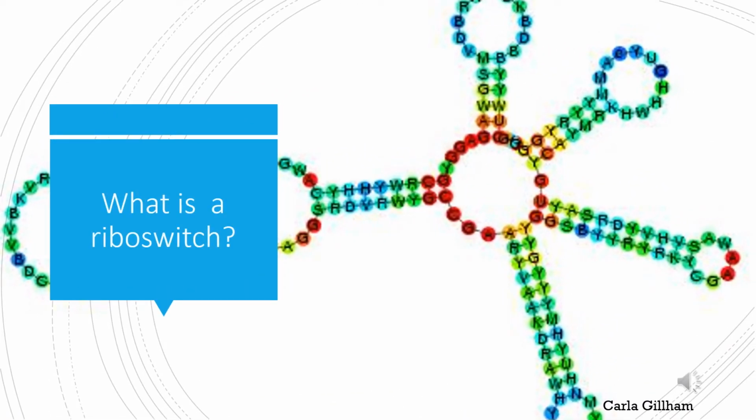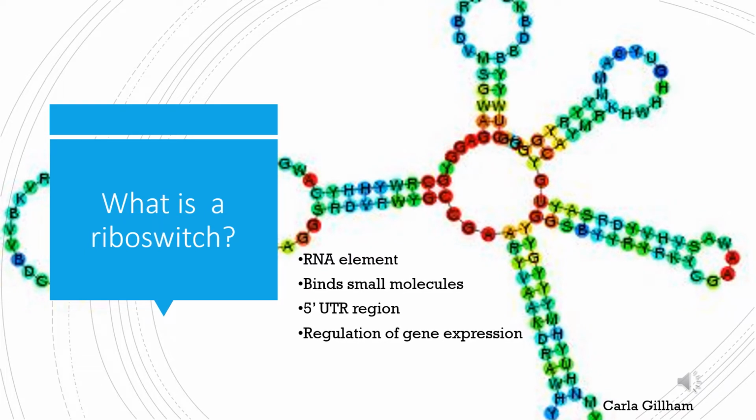So what is a riboswitch? A riboswitch is a region of RNA in bacteria that combines small molecules at the 5' untranslated region. This binding process determines whether or not the associated genes are expressed. In other words, this RNA element is involved in the regulation of gene expression in bacterial cells.